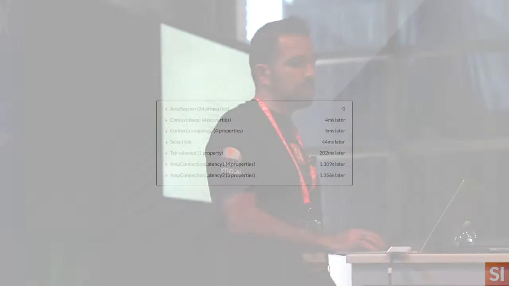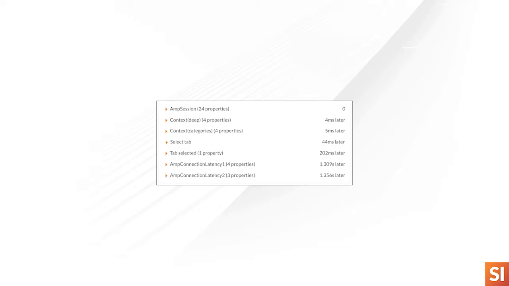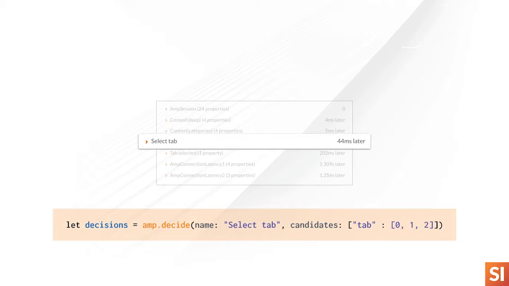To make that more concrete, let me show you what a session might look like. Here's a particular session. Key here is the decision point, which is the selection of the tab, and the code for that, in Swift I believe, is at the bottom. There's a single line where you determine the tab.